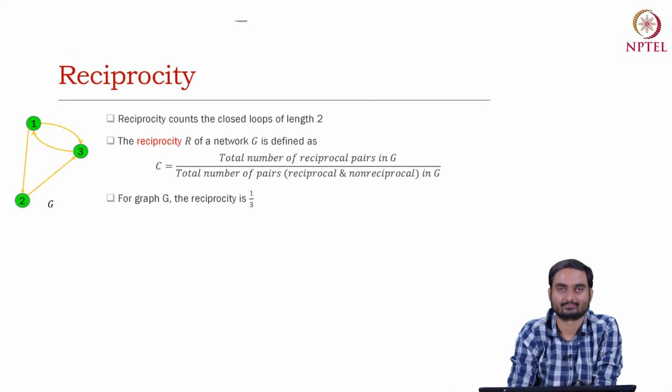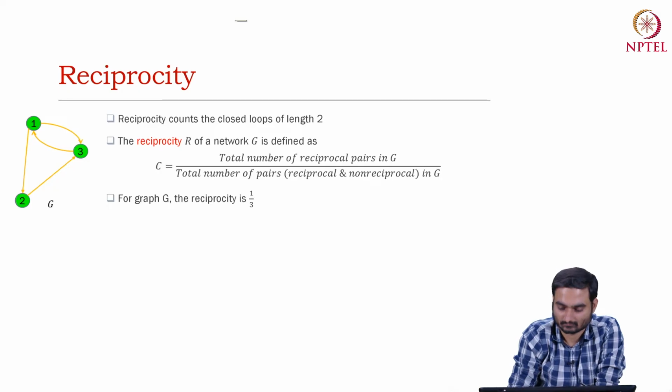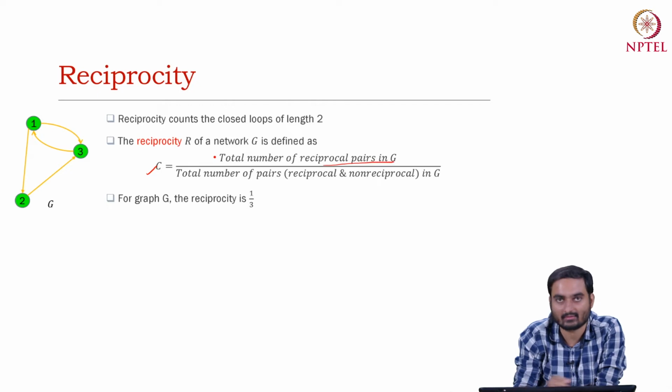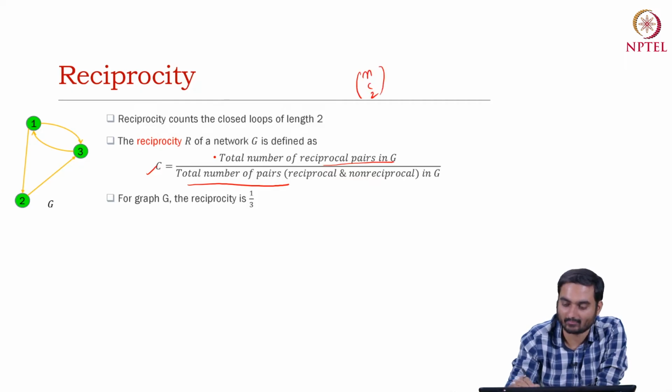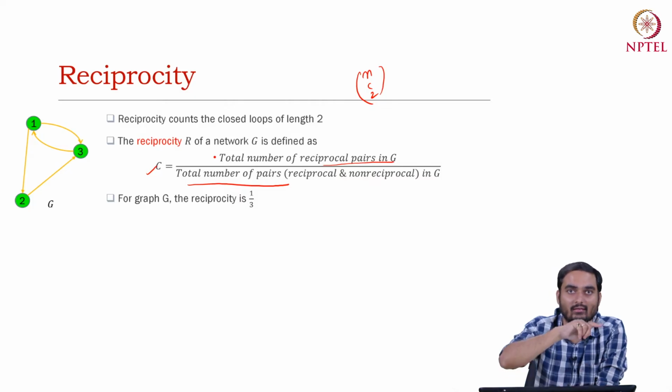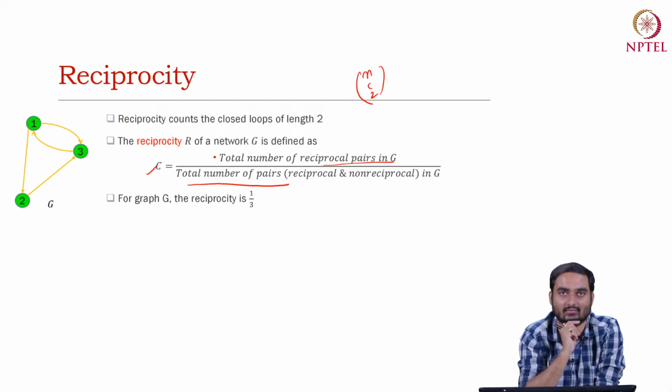How do we quantify reciprocity? Reciprocity is the total number of reciprocal pairs, A to B, B to A, divided by the total number of pairs, reciprocal or non-reciprocal. Total number of pairs is NC2. Okay, but remember NC2 would not be enough. Why? Because NC2 will also capture such pairs which are not connected. I am interested in only those pairs which are connected either by a unidirectional edge or a bidirectional edge, right.